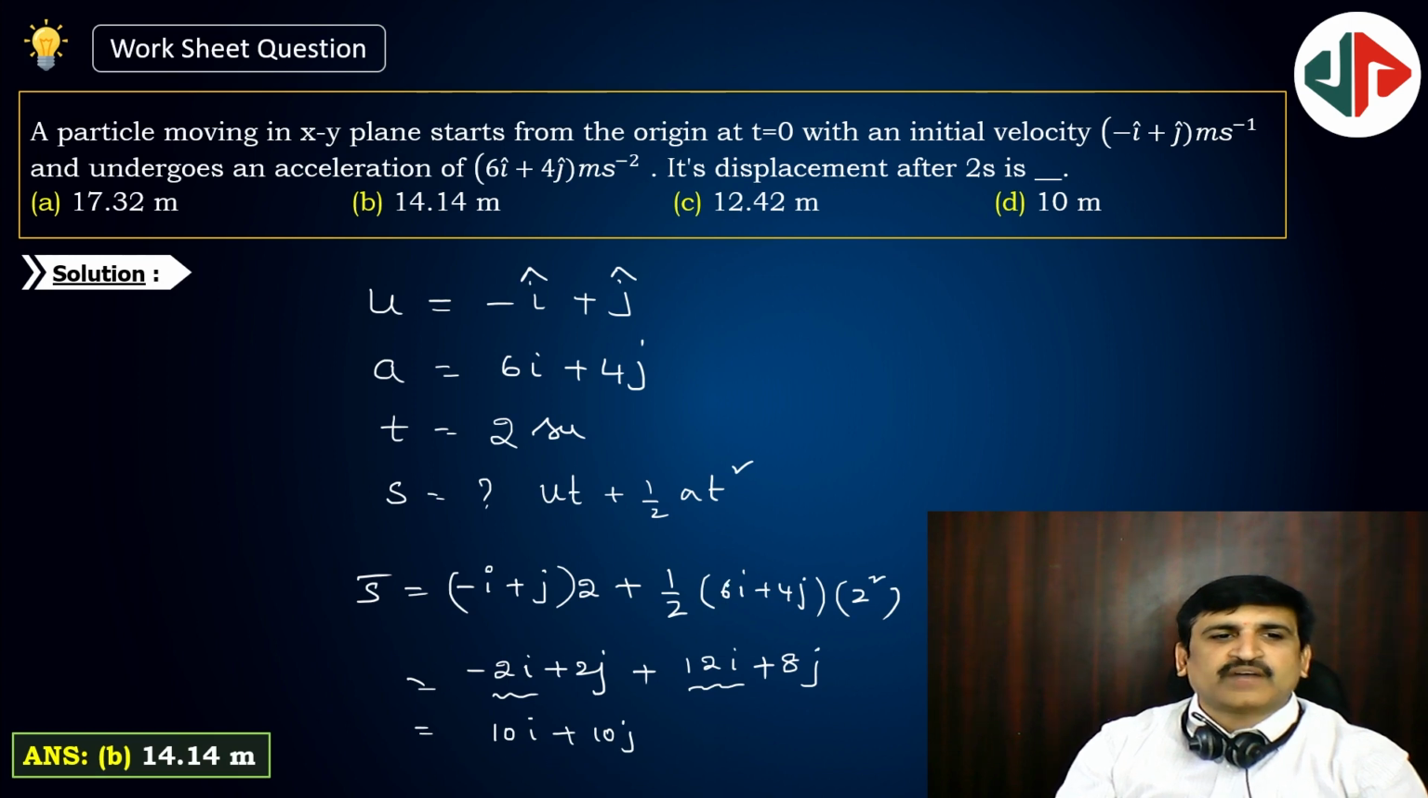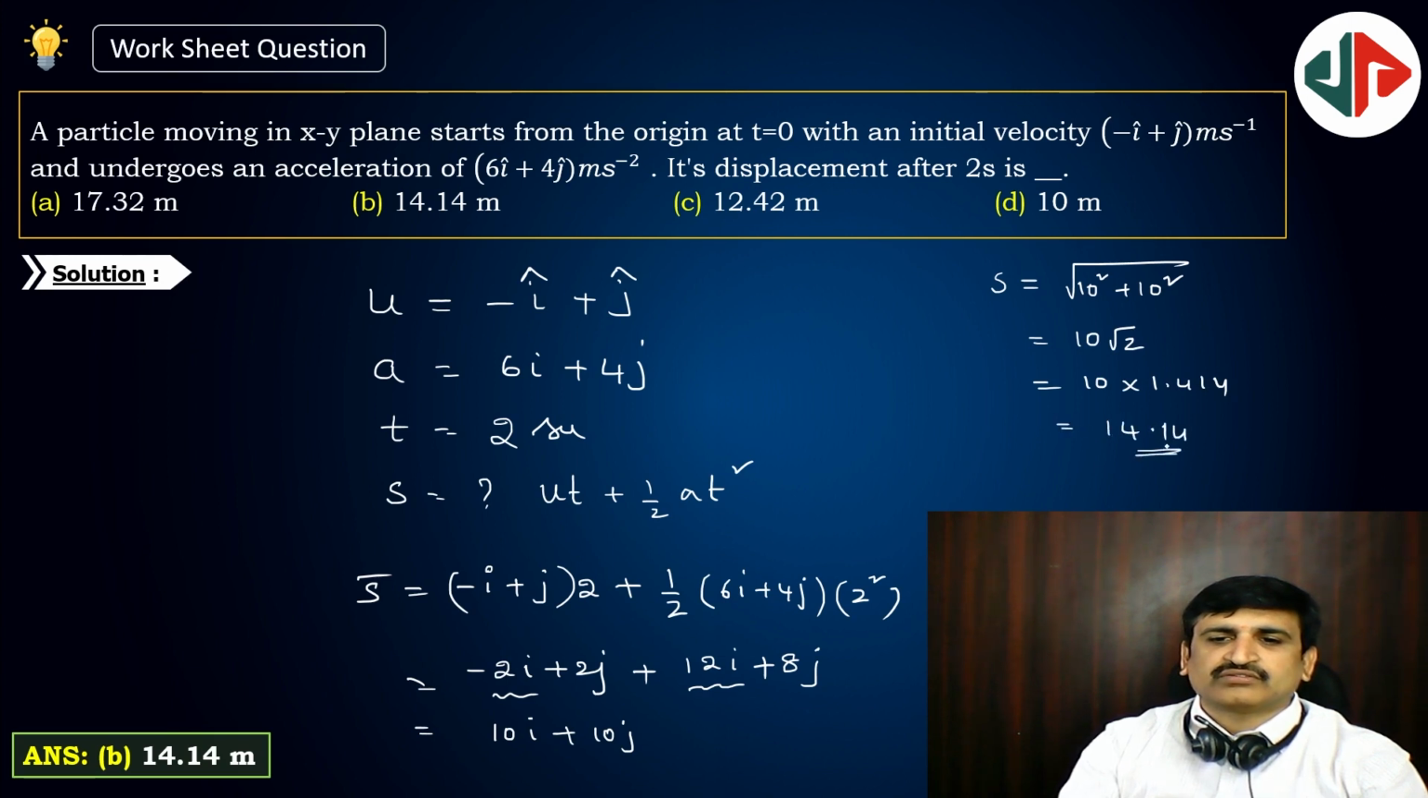So, options are in magnitude. That means we need to go for magnitude. That means S is equal to root over 10 square plus 10 square. That is 10 root 2 only, right? That is 10 into 1.41, it can be 14.14. Yeah, option 14.14, right? Next.